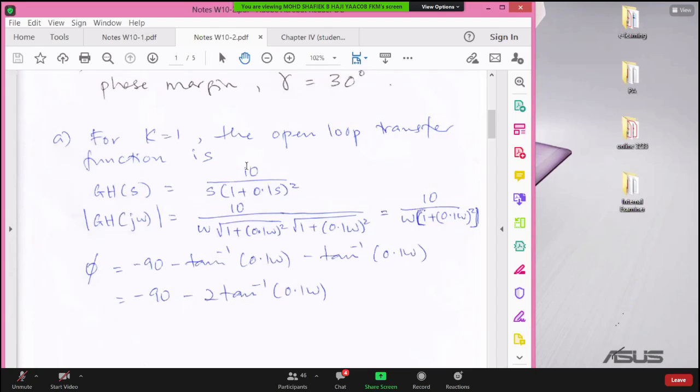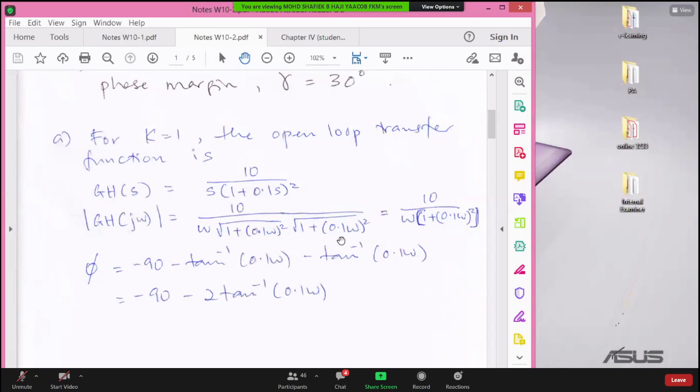And then this is your expression for your phase angle. The phase angle for 10 is 0, minus 90 for 1 over s, and then minus arctangent of 0.1ω, and you have a second term, and then this is just going to be 2 times that. So this is the expression for magnitude, and this is the expression for phase angle.